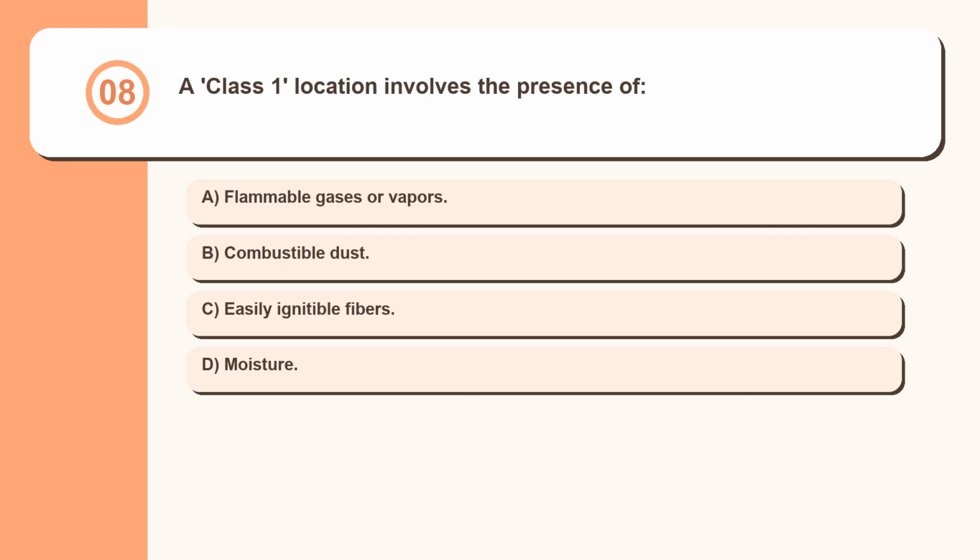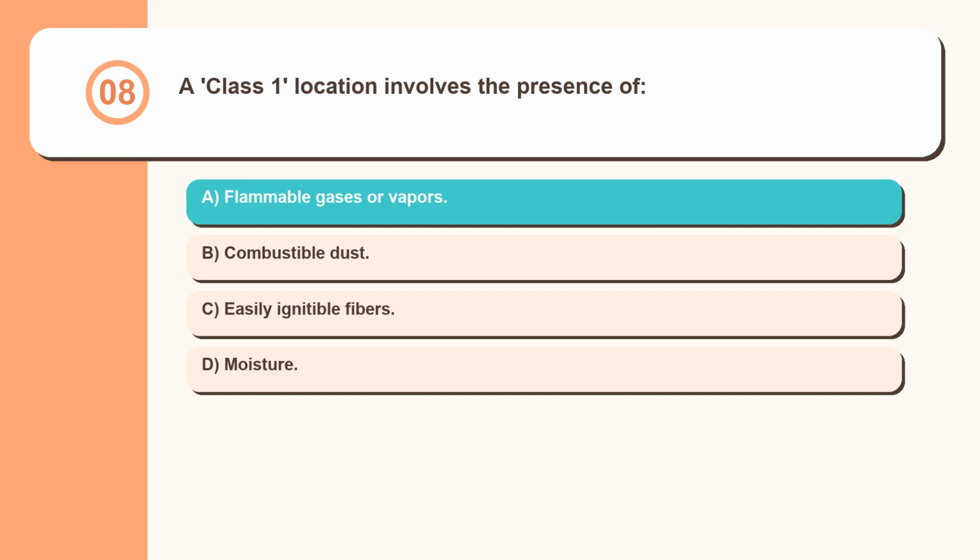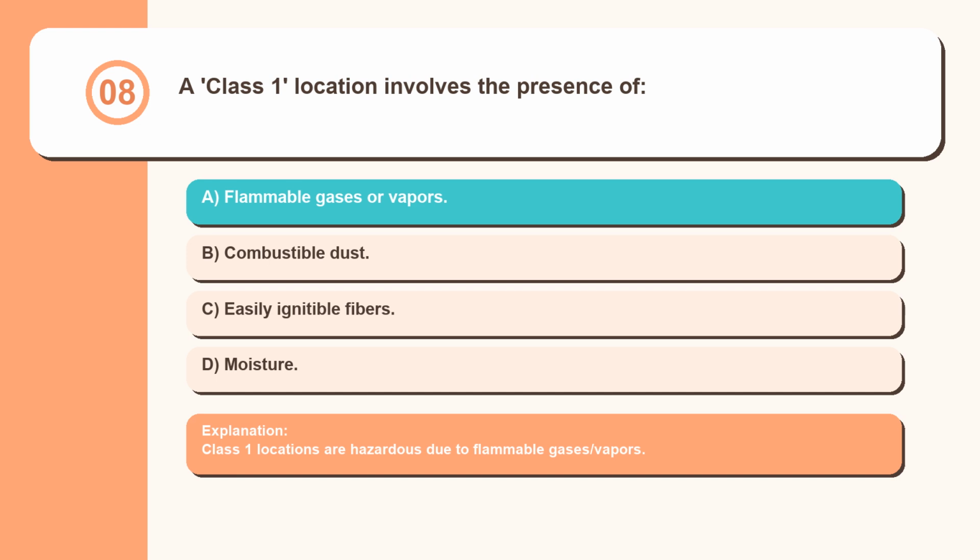Question 8. A Class 1 location involves the presence of flammable gases or vapors, combustible dust, easily ignitable fibers, moisture. Class 1 locations are hazardous due to flammable gases/vapors.